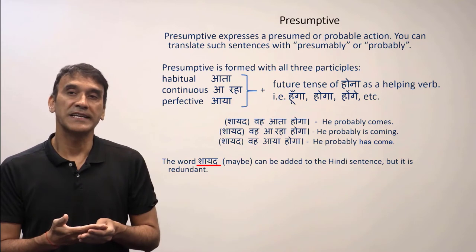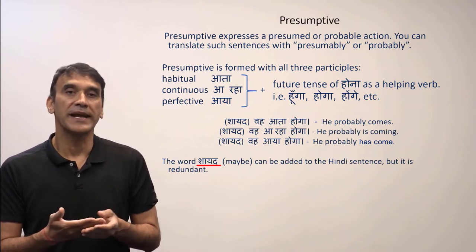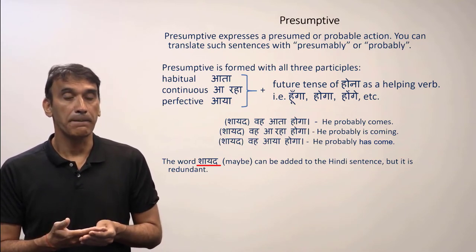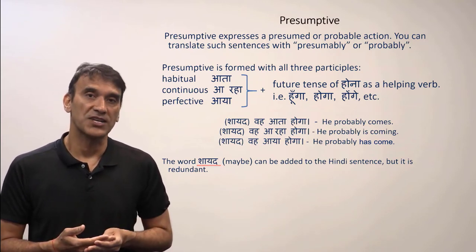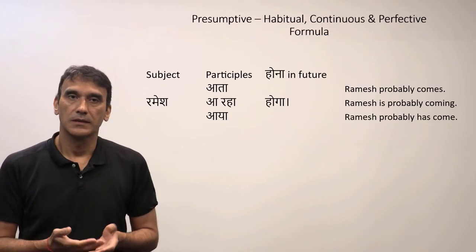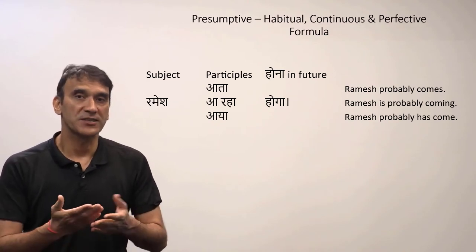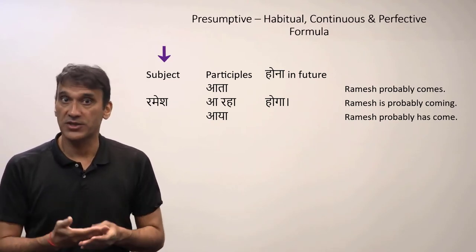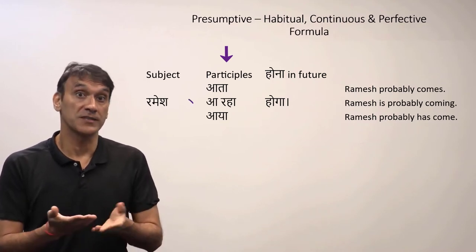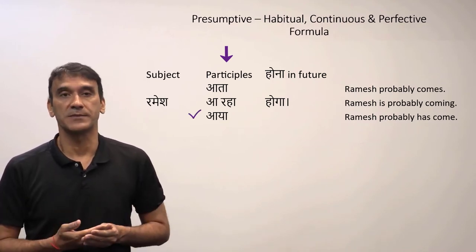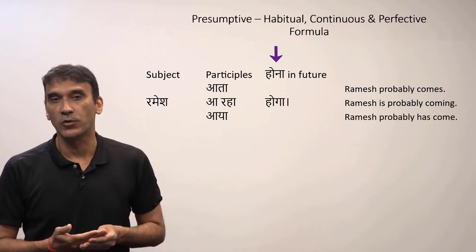Wo aaya hoga, he has probably come. The word shayad in Hindi that means maybe can also be added to the Hindi sentence, but that is redundant. The presumptive mood itself shows the probable action. So here's the formula how you make the presumptive sentences. You have the subject, then you use the participles, the habitual participle, the continuous participle, or the perfective participle, and the future tense of the verb hona.